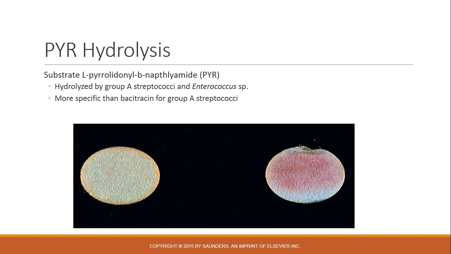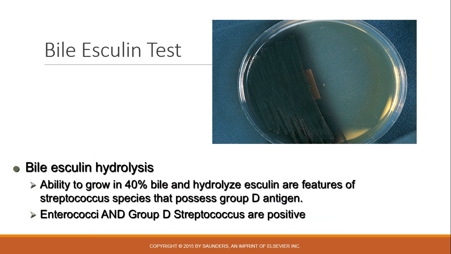So this is a more specific test than the bacitracin or the A disc. Like we talked about the Optochin disc being a presumptive test, or the bacitracin disc being a presumptive test, you have to confirm it with the PYR test. So you've always got to follow it up with the confirmatory test.